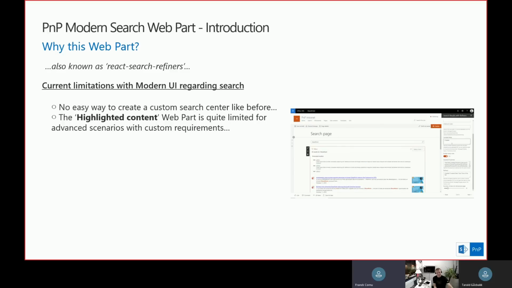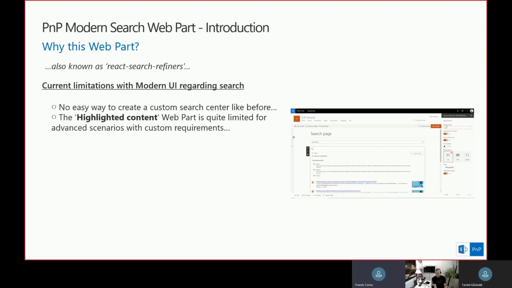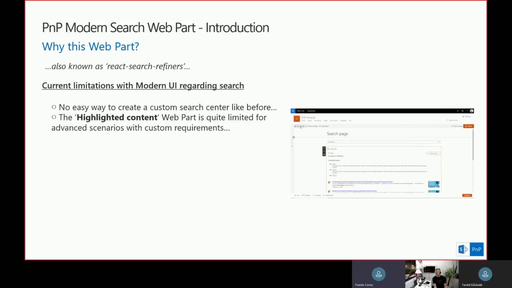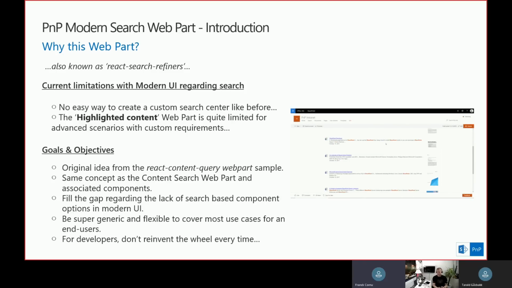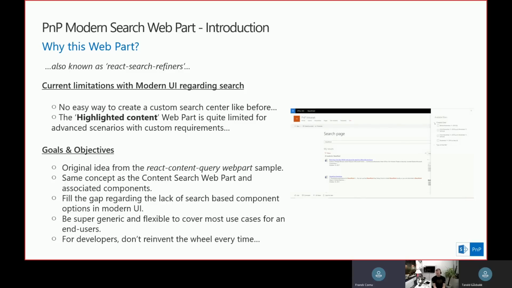The main goal of this web part is to fill the gap regarding the search capabilities in the modern UI. Actually, we have some limitations right now with search in the modern UI. There is no way to create a custom search center like before. You can't add your own search box, your own search results web part, and your refiners, and customize them according to your requirements. It can be very difficult for this specific use case.